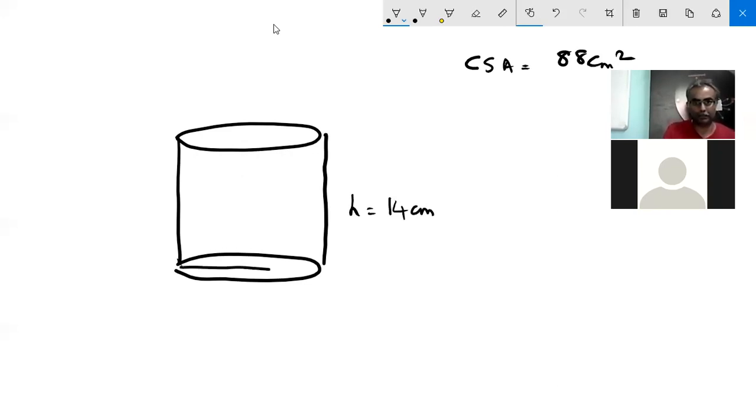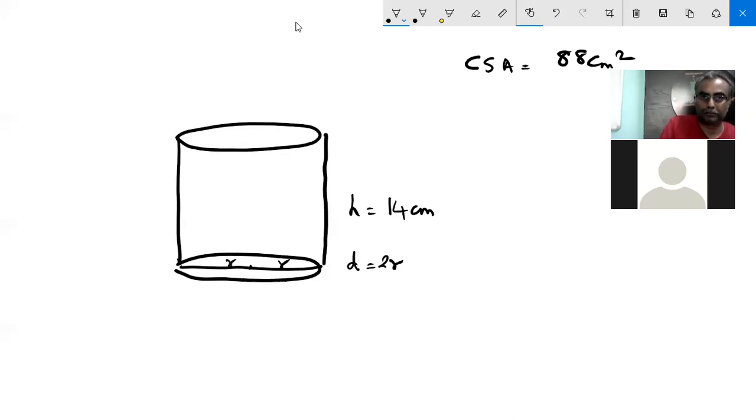Diameter is this whole thing. D is equal to how many times the radius? This is 1 r, this is 1 r. Diameter is equal to 2 times the radius. So if you find r and multiply it by 2, you are going to get the diameter. That's all. Now, tell me the formula for CSA.